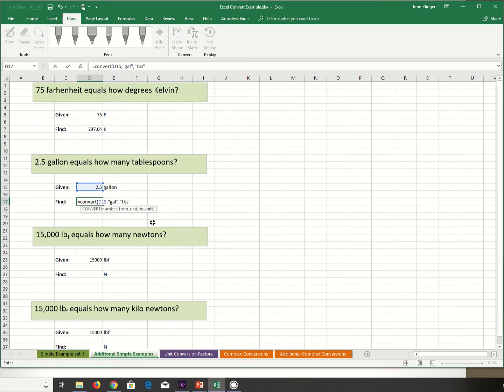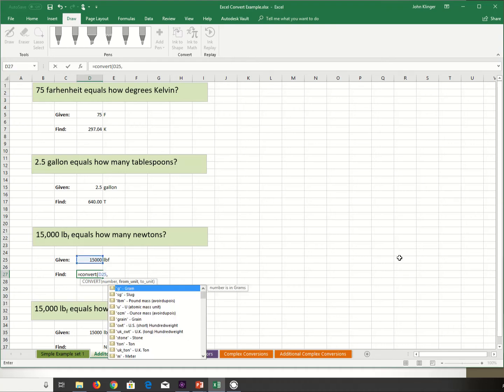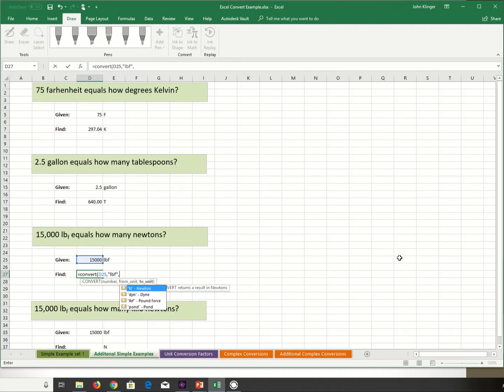And I'll double click. And it converted tablespoons. Here's 1 pound force. All right, there's pound mass and pound force. If you haven't had physics yet, you might not know that, but there's a difference between pound force and pound mass. So that little subscript F means that it's pound force. We're going to pick our value here for our units, and we're going from, quote, LBF, pound force, to newtons.